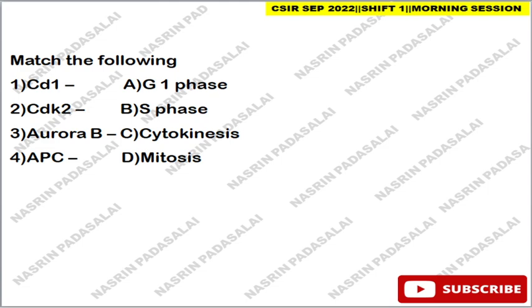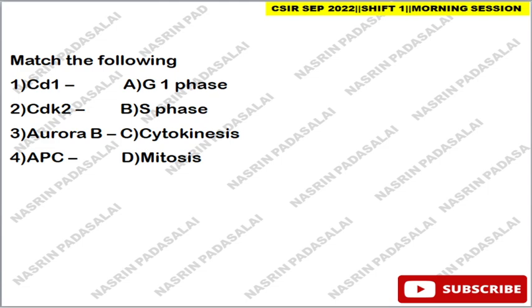Okay, and with regard to Aurora B, it is involved in the process of mitosis and in chromosomal segregation. This Aurora B is formed early, before mitosis, and it is an enzyme which is also called mitotic checkpoint kinase.